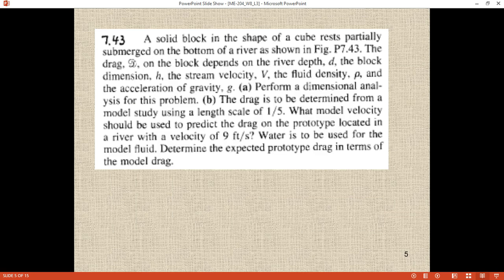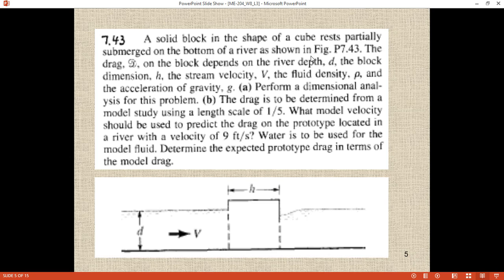So here, a solid block in the shape of a cube rests partially submerged on the bottom of a river, as shown in the figure. So here is the figure. This is the block, and this is the water, or this is the river, and we put this block in the path of the river, partially submerged. It is not completely submerged, it is partially submerged in the river water, and it rests at the bottom.